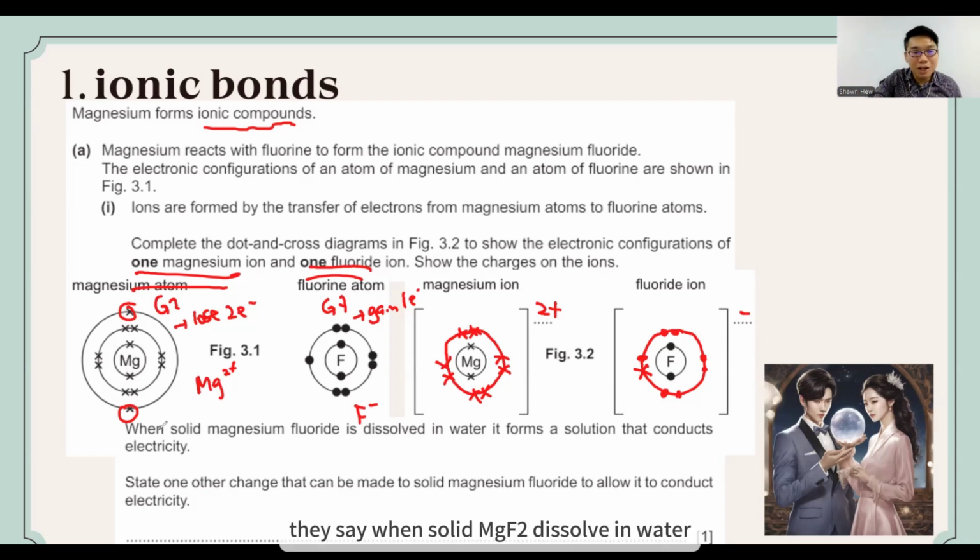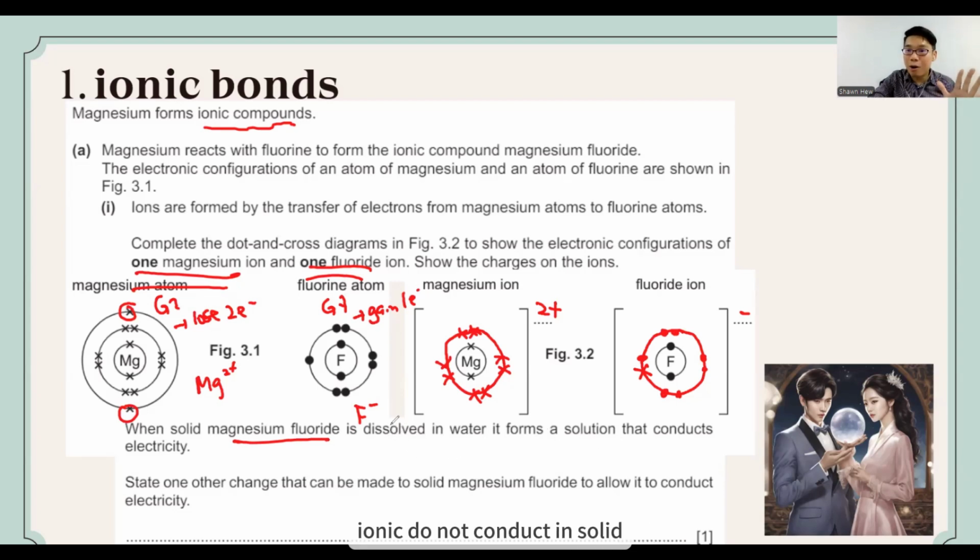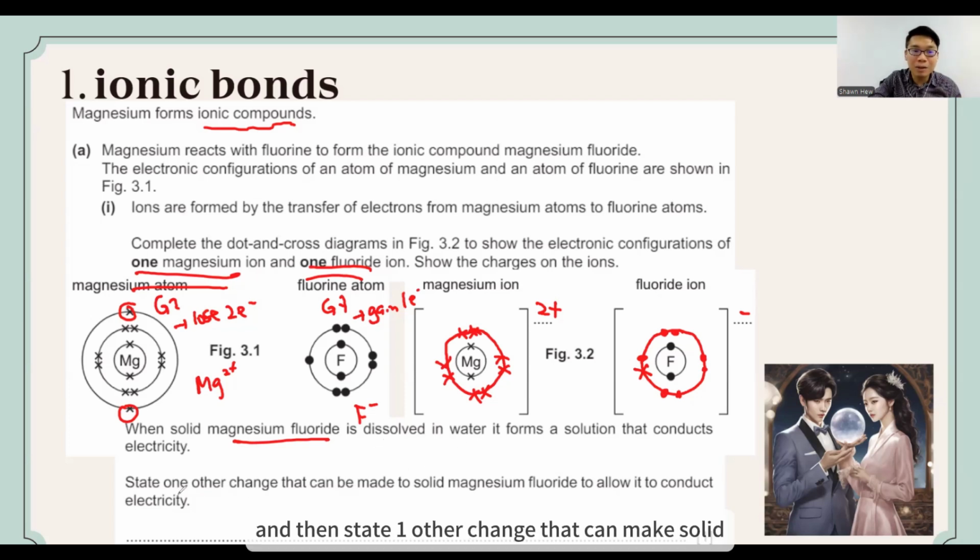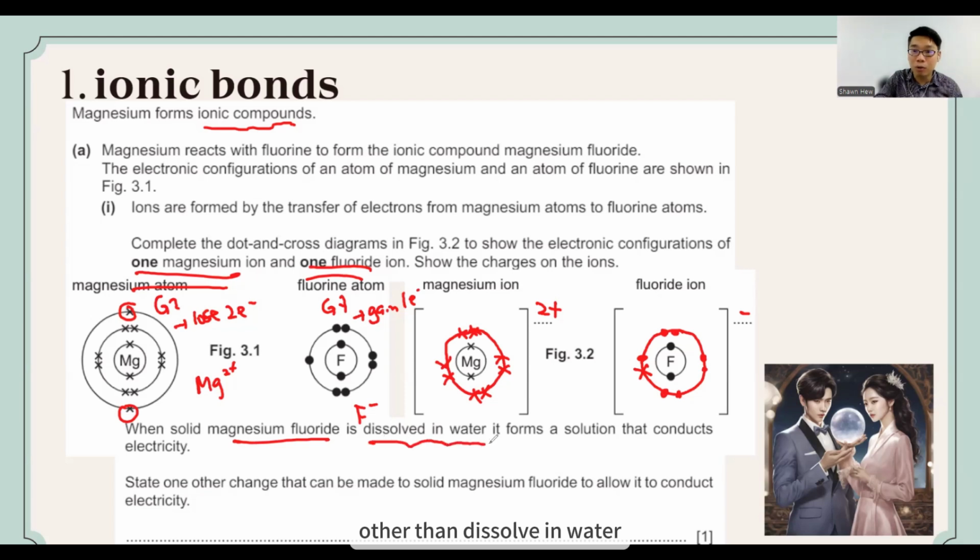Next question, they say, when solid magnesium fluoride dissolves in water, it will form a solution that conducts electricity. As we know, ionic compounds do not conduct in solid, but conduct electricity in aqueous solution. And then state one other change that can allow solid magnesium fluoride to conduct electricity. Other than dissolving in water, we can also heat until it reaches the molten state.